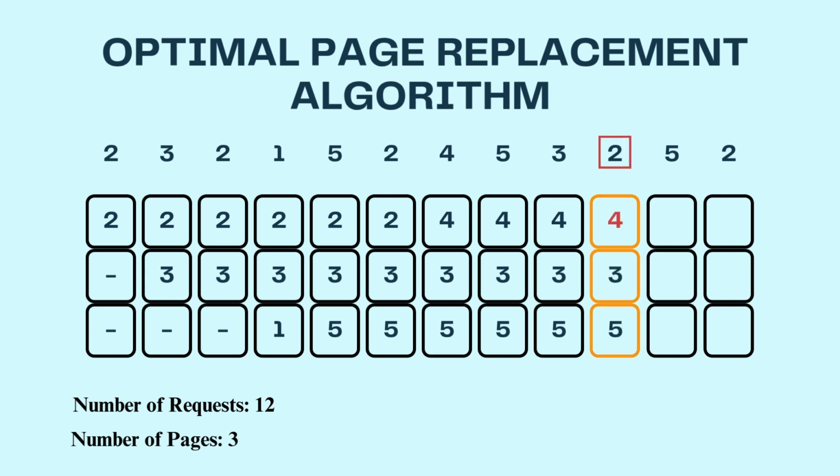For the next request, which is the number 2, you have two options here. You can either change the 4 or 3 because there is no future demand for it. So in this case, I pick 4 to change, and this is the page fault.